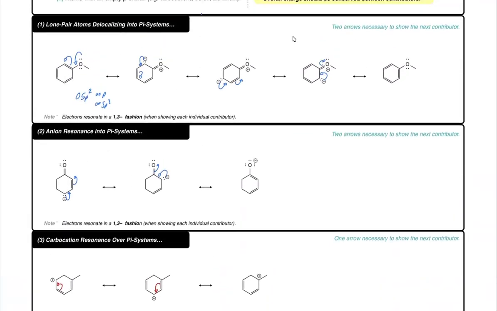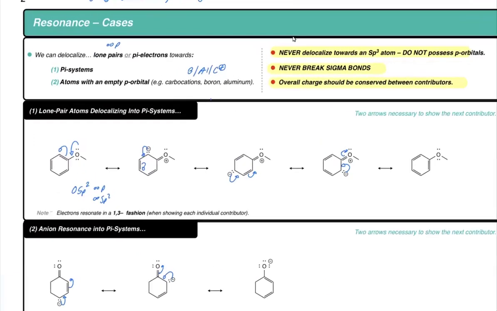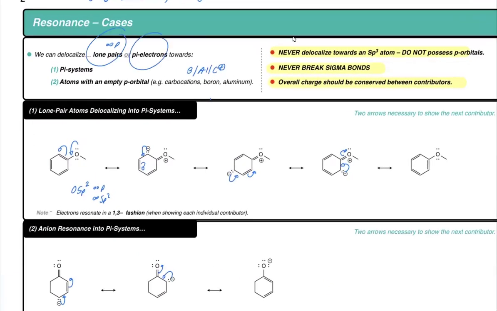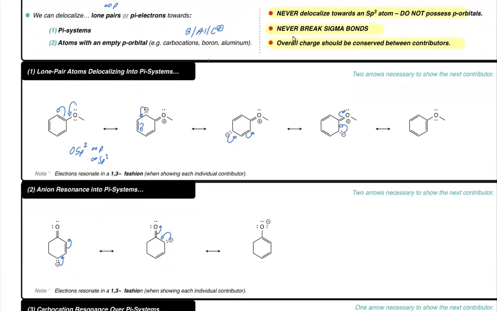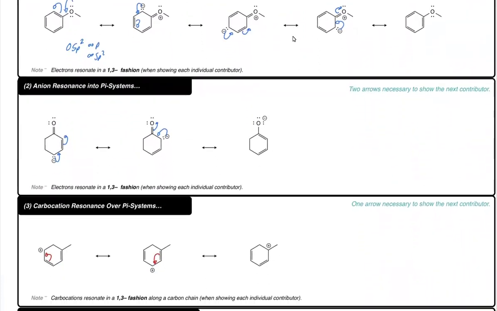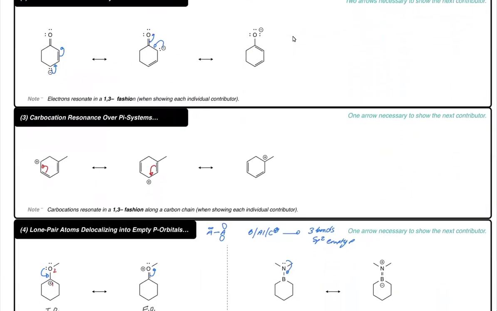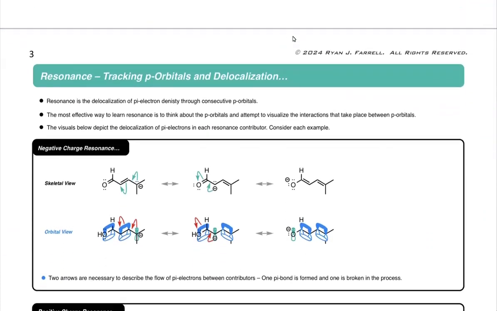So this is an important prerequisite to any further discussion of resonance. Okay, we can delocalize lone pairs or pi electrons towards atoms with empty p orbitals, or towards pi systems, but we should never break sigma bonds. We should never delocalize towards sp3 hybridized atoms, and the overall charge needs to be conserved between contributors. All right, in the next video, we'll look at the orbital view of resonance.